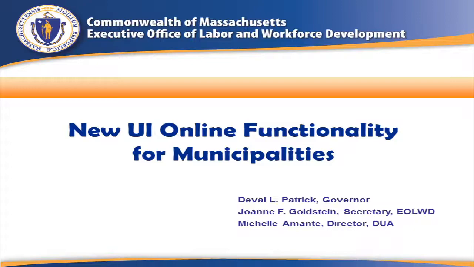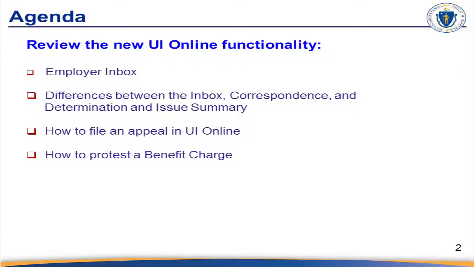Let's begin by reviewing the agenda. We will cover the following agenda items: the employer inbox. We will then explain the differences between the inbox and the current functions of correspondence and determination and issue summary. Next, we will show how an employer can file an appeal in UI Online. There has been new functionality added that allows an employer to protest a benefit charge in UI Online. We will discuss this as well in this video. Okay, now let's begin.